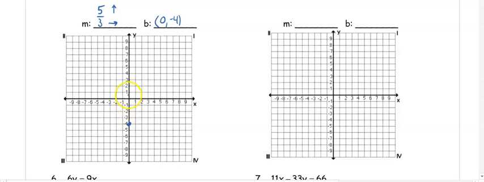So from -4, I'm going to count up 5, right 3, up 5, right 3. And then I run out of space so I can connect those points and add arrows at both sides of the line.